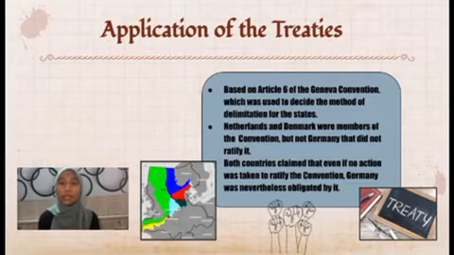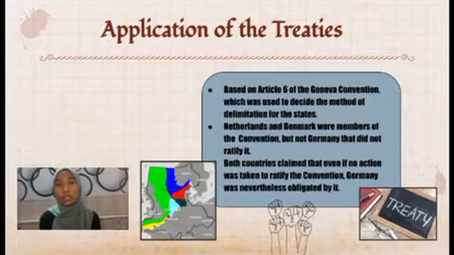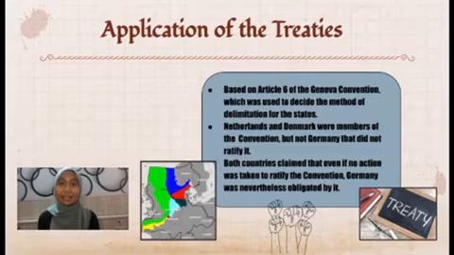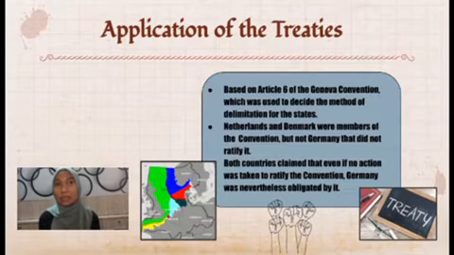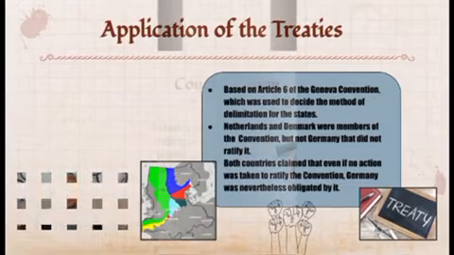Germany also argued against the use of the equidistance principle. The Netherlands and Denmark claimed that even if no action was taken to ratify the Geneva Convention, Germany was nevertheless obligated by it. Article 6 of the Geneva Convention states that unless the parties have already agreed on a method for delimitation, or unless special circumstances exist, the equidistance method will apply. Germany had signed the treaty but had not ratified it, so the other states argued it was still bound by Article 6.